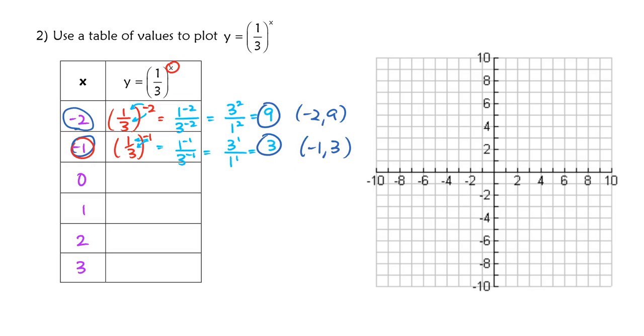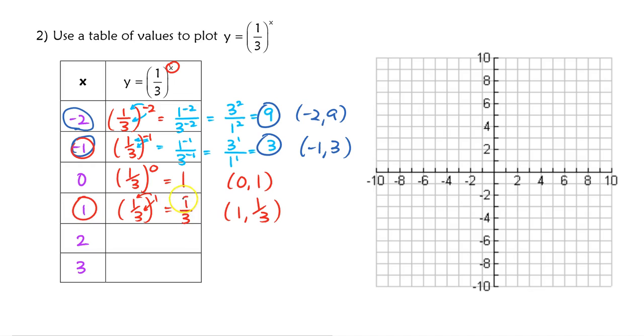Okay, the next couple are going to be a little bit easier because we don't have to do any switching on the fraction bar. We have 1/3 to the 0 power. Anything to the 0 power is always going to equal 1. So we have the coordinate 0, 1. Now when we plug in 1, we have 1/3 to the 1st power. If we distribute this 1st power to both, it's not going to change either number, so we just end up with 1/3. So we have the coordinate 1, 1/3.